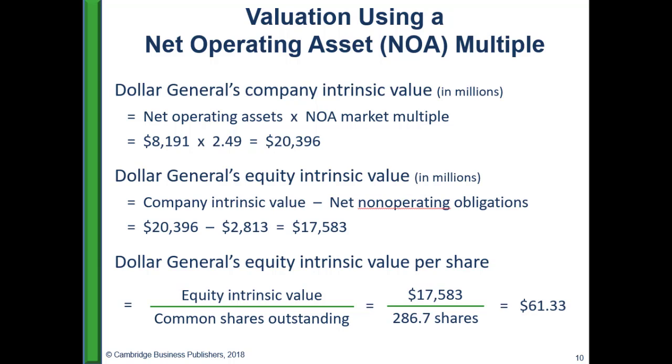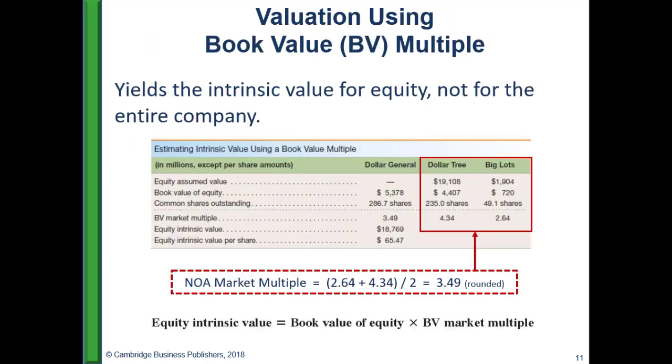It's an accurate method, but it's not as commonly used as the following method. This is book value multiples. What book value multiples would do is they would take the book value of the equity and compare it to the total market value of the equity. So the first line here, equity assumed value, is the total market valuation of the company stock. And then the second line is the book value from the balance sheet.